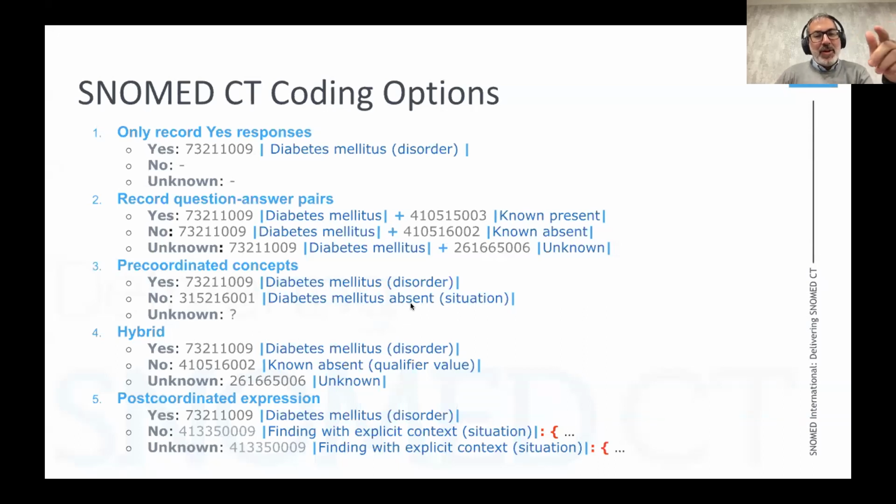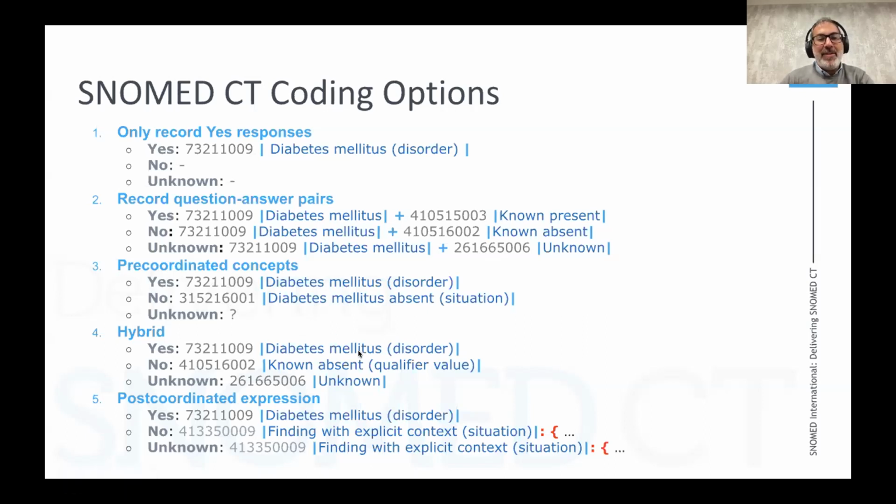The limitation with this one is that there are not absent concepts for all the findings or disorders. So sometimes you will have a disorder that doesn't have a matching absent situation that will match that. And there are not many concepts for unknown.